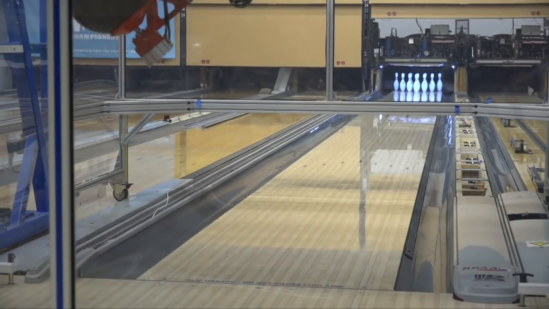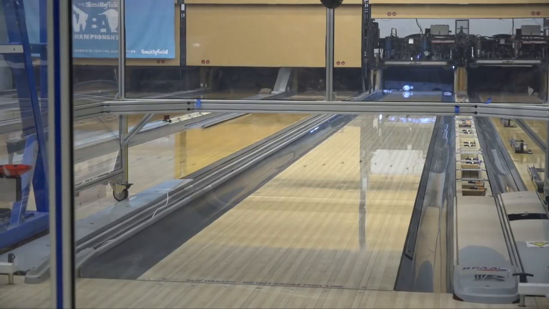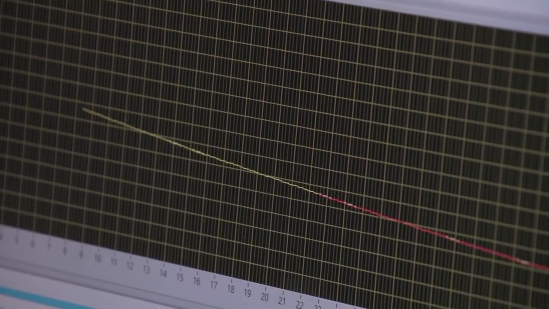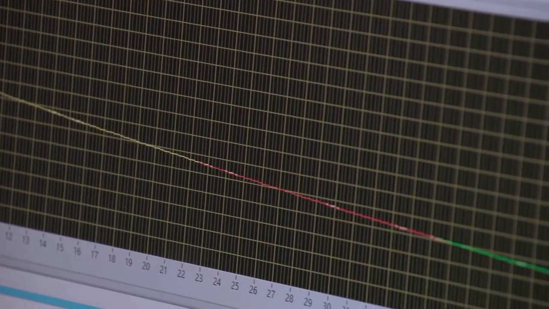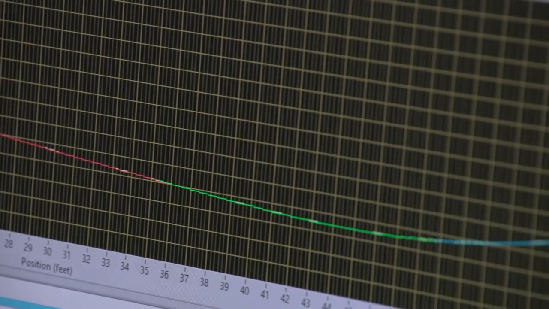Back in July 2015, the USBC Equipment Specifications and Certifications team began 2 years of studies to help better understand the impact of RG and differential RG on bowling ball performance. First, the team discovered that the hook potential of a bowling ball increased as the differential RG increased.